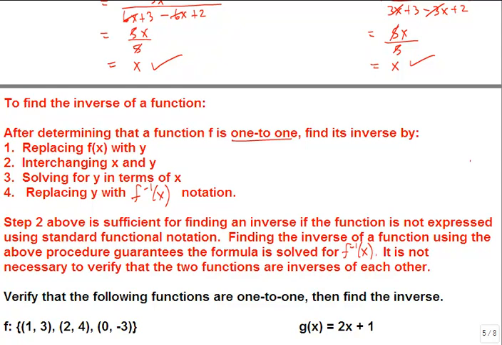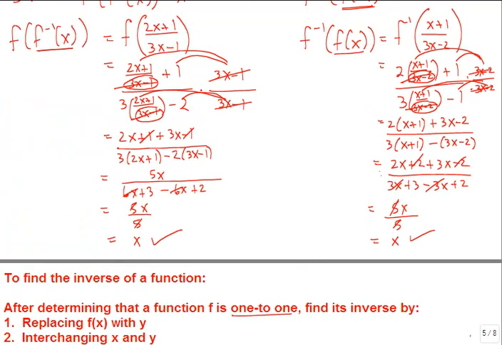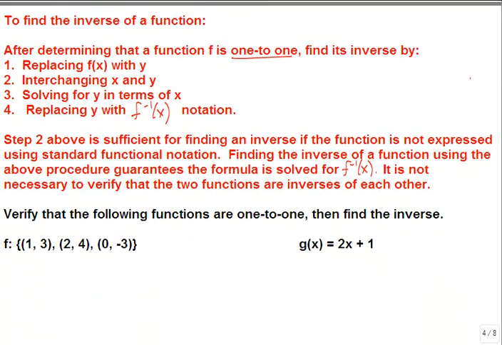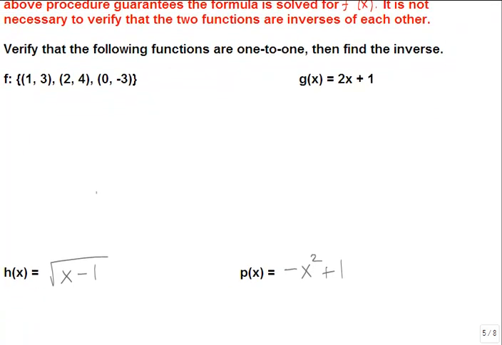So just try to be consistent. It is not necessary to go through these proofs like I just did on the last example each time you do this process. Once you swap your x's and y's, you can assume that you have correctly found the two inverses. So let's see some examples.